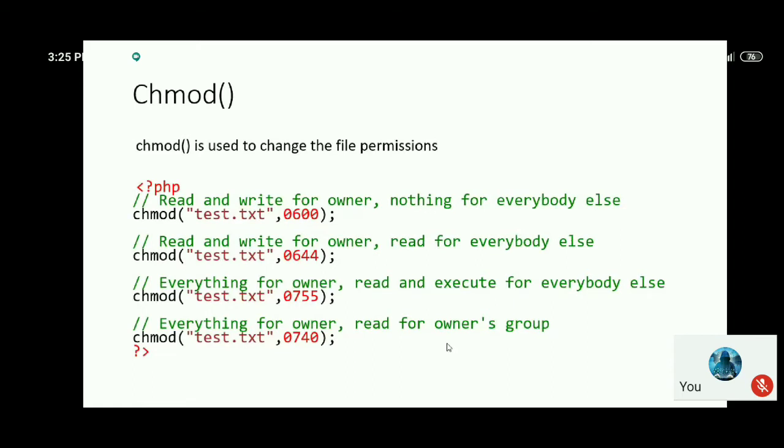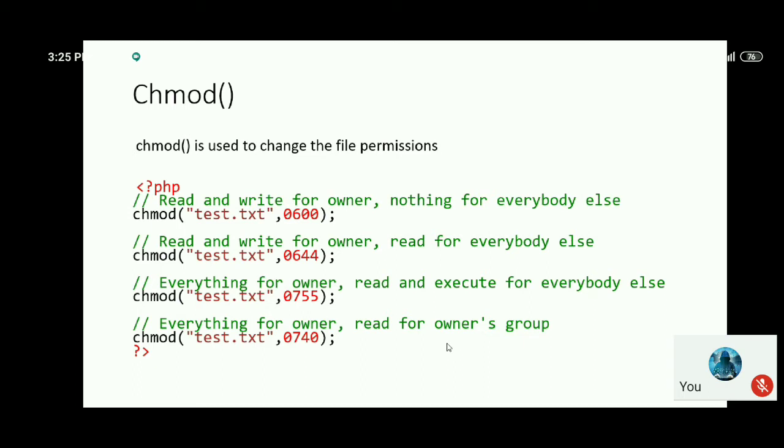Suppose I give 7 to an owner. What does it mean? Owner can read, write, and execute. Yes, exactly. He can read, write, as well as execute. I give 5 to the owner group. What does it mean? The owner group can read and execute. He cannot write. Are you able to understand? So that is the specification of this one.